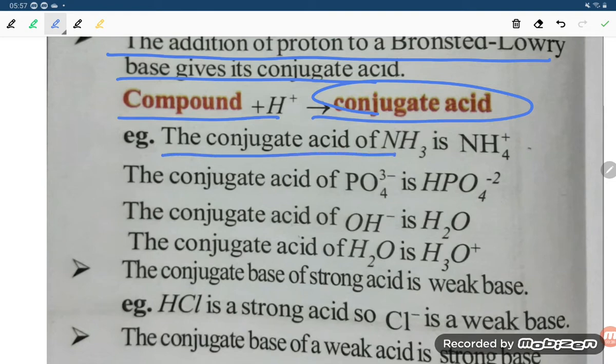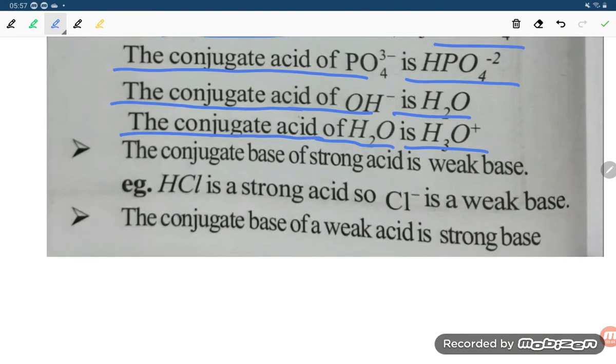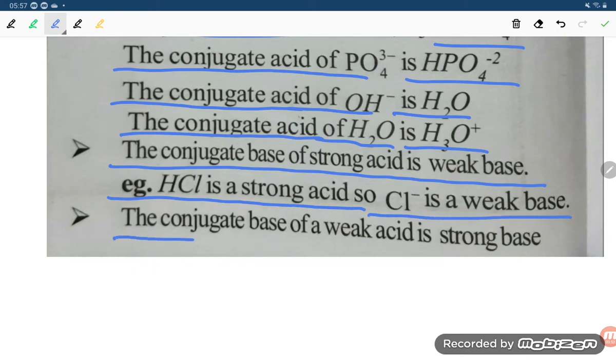The conjugate acid of NH3 is NH4+. The conjugate acid of PO4 3- is HPO4 2-. The conjugate acid of OH- is H2O, and the conjugate acid of H2O is H3O+. The conjugate base of a strong acid is a weak base, and HCl is a strong acid, so Cl- is a weak base. The conjugate base of a weak acid is a strong base.